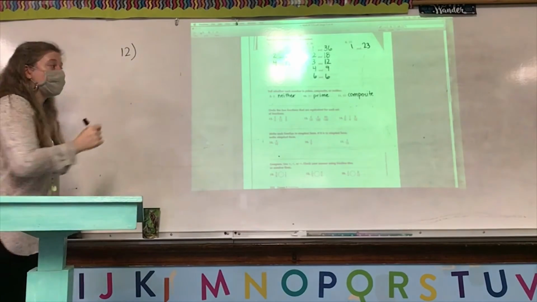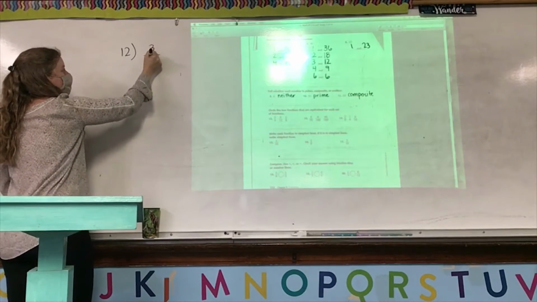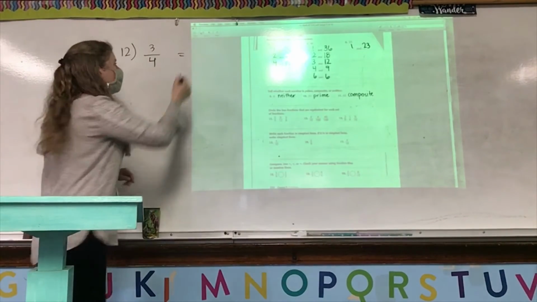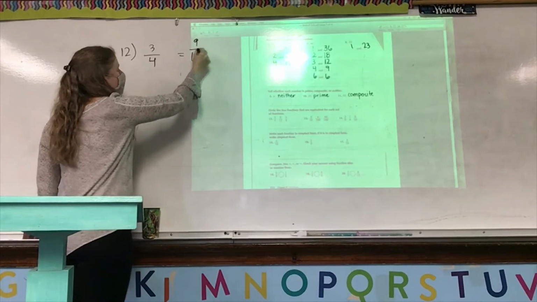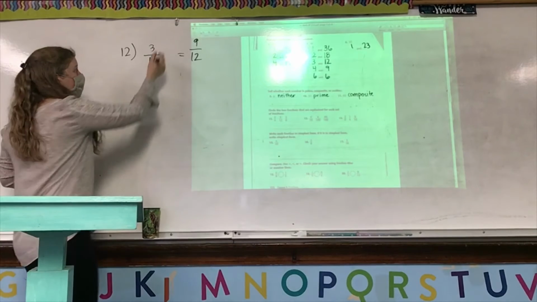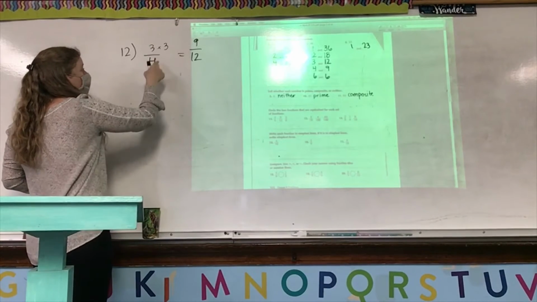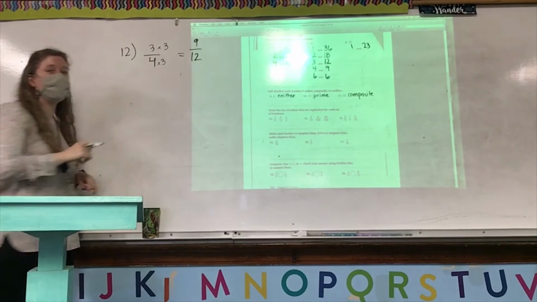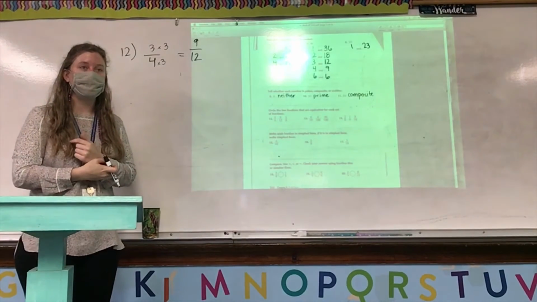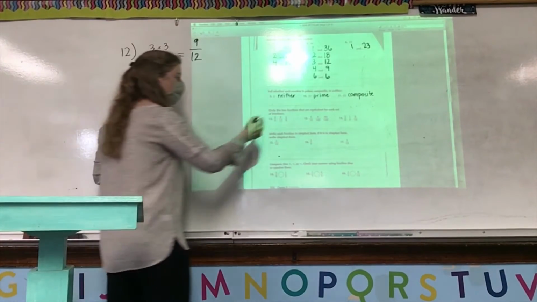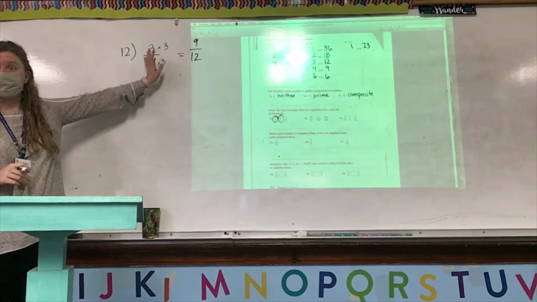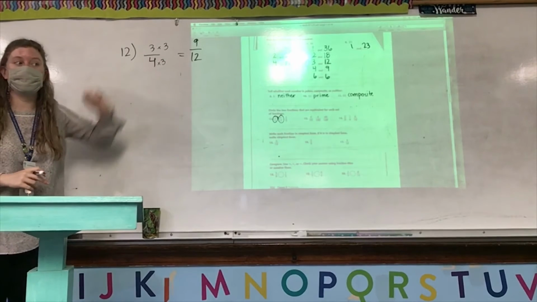So now let's try 3/4. We already know it's not equivalent to 2/6, but let's test it with 9/12. Can we multiply 3 by anything to get 9? Yes. What can we multiply 3 by? 3. Can we multiply 4 times 3 to get 12? So, what 2 fractions are equivalent? 3/4 and 9/12. Do you see how I had to test to make sure? That's what you should be doing.